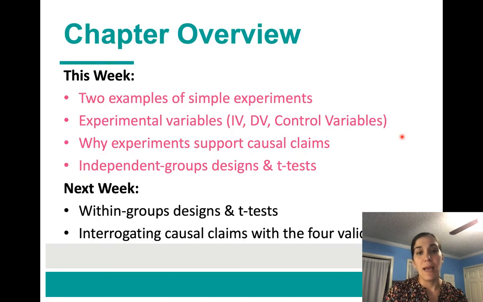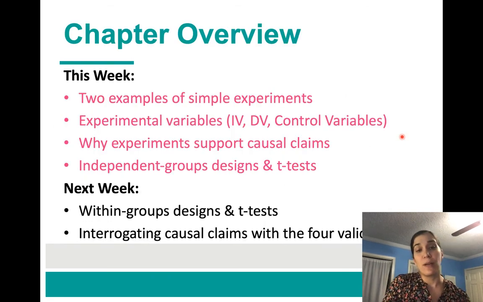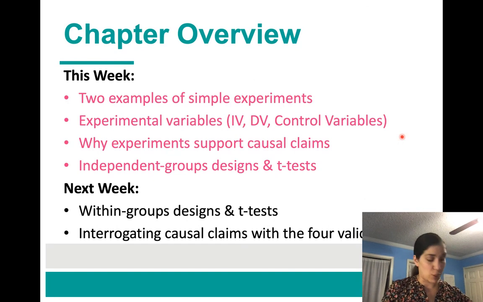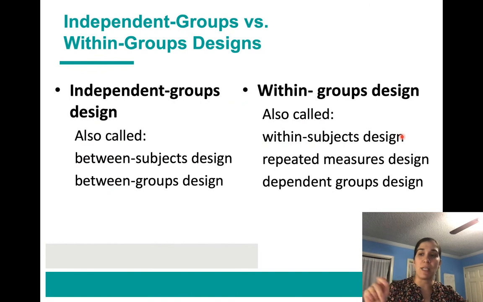Okay. And last but not least, we're going to introduce our independent groups design, which is the basis for our stats for this week. So there are two types of designs when we talk about experimental design. There's more, but we're not going to talk about them today. We're going to talk about just the two basics. And they're either independent groups design or within groups design. We're going to focus on independent groups design, but we're going to introduce both. Independent groups design is also called between subjects or between groups. Within groups design is also called within subjects, repeated measures, and dependent groups.